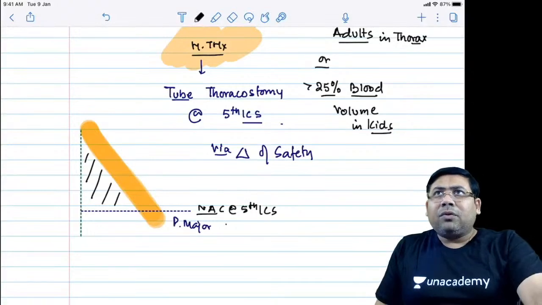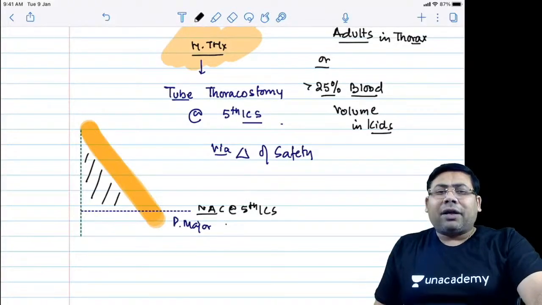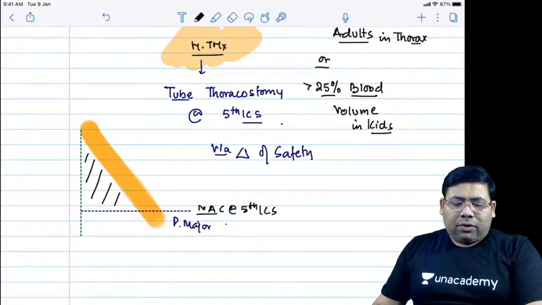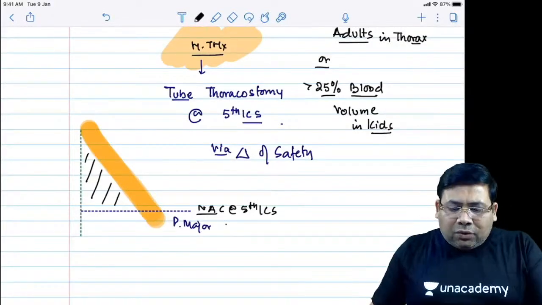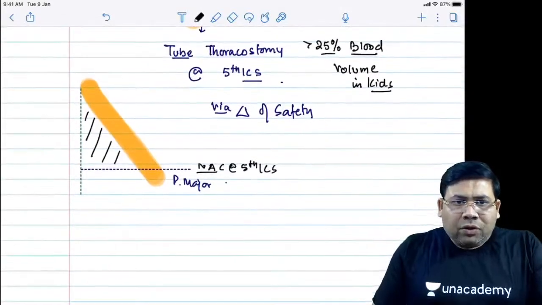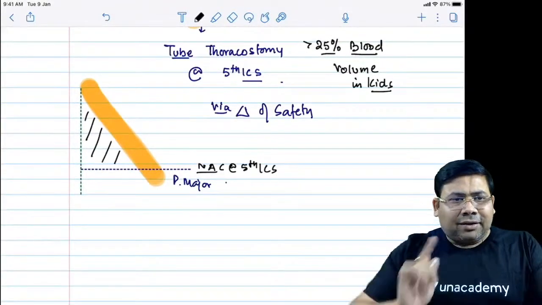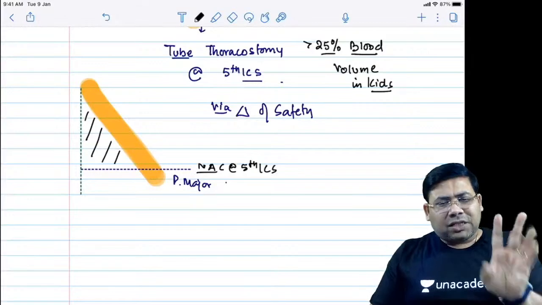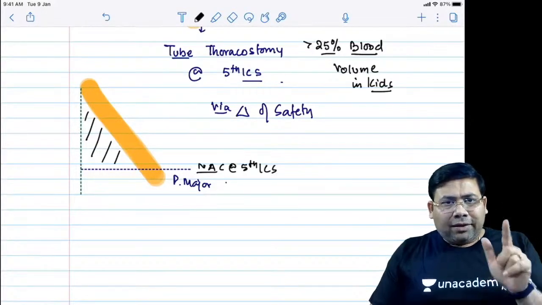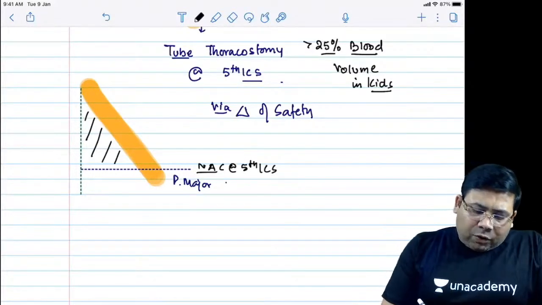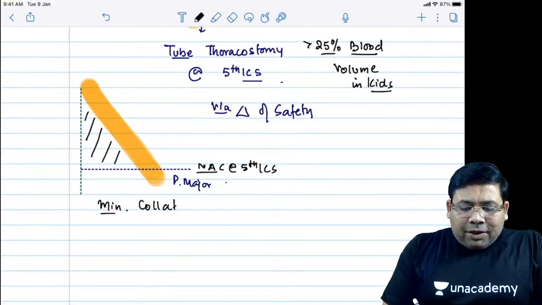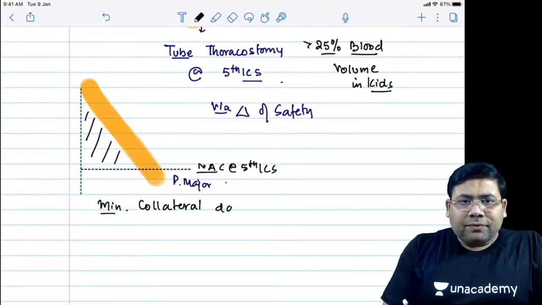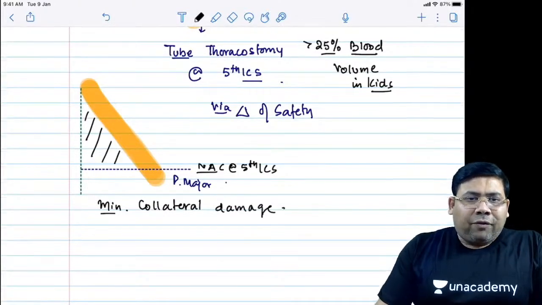Are you getting this point or no? So in kids and in adults, both use the 5th intercostal space for hemothorax. Next is, why the triangle of safety? Because it is associated with what? Minimum collateral damage. I hope that's clear to everyone.